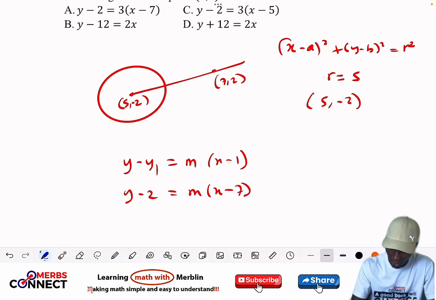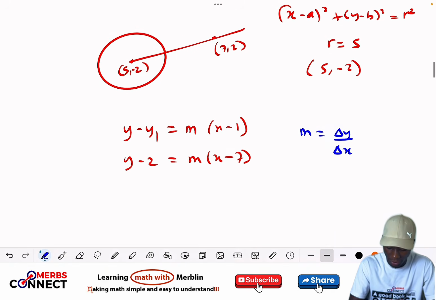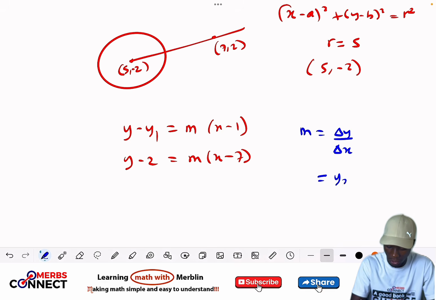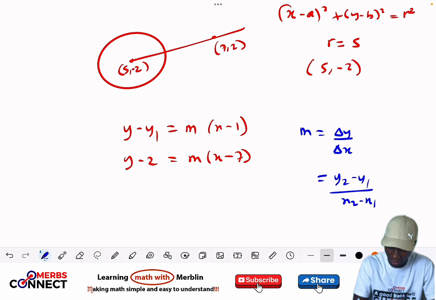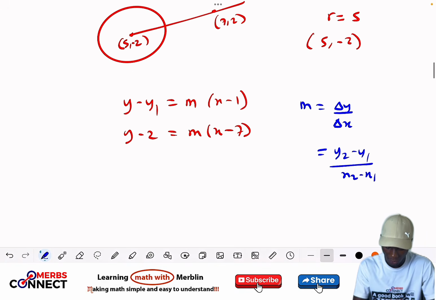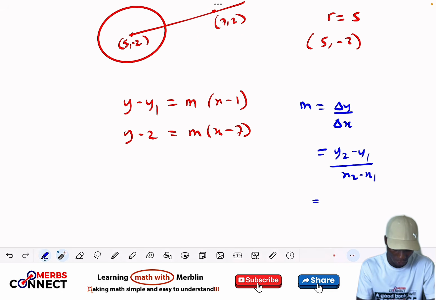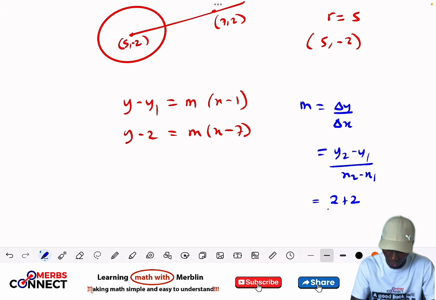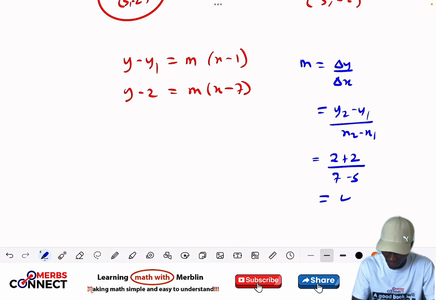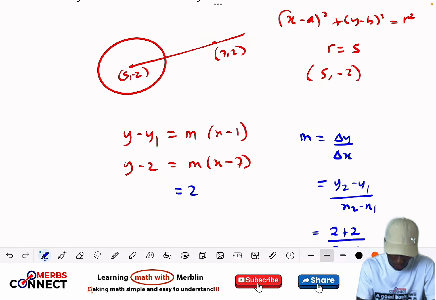Let's find the slope. So slope is equal to change in y divided by change in x. So this is going to give us (y2 minus y1) divided by (x2 minus x1). That's basically what you are going to get from here. Now let me choose this one as my x2, y2. So I'm going to have (2 plus 2) divided by (7 minus 5). And this is going to give me 4 divided by 2, and this is going to give us 2. So the slope here is going to be 2 times (x minus 7). So this is 2x minus 14, I think so, yeah.